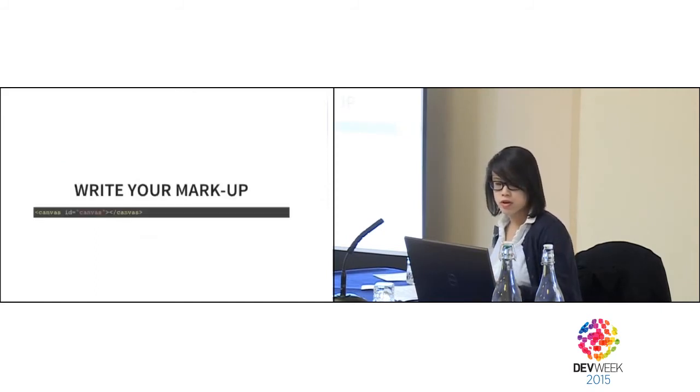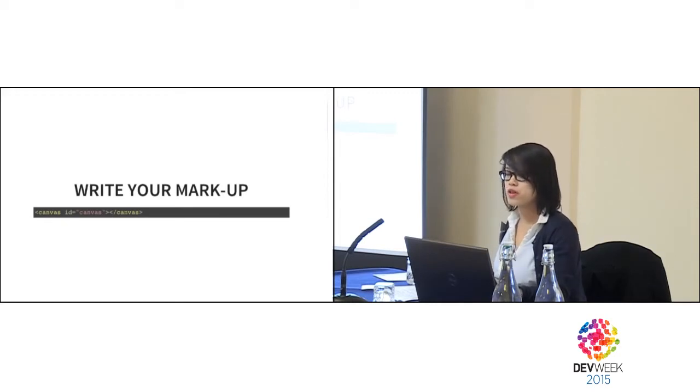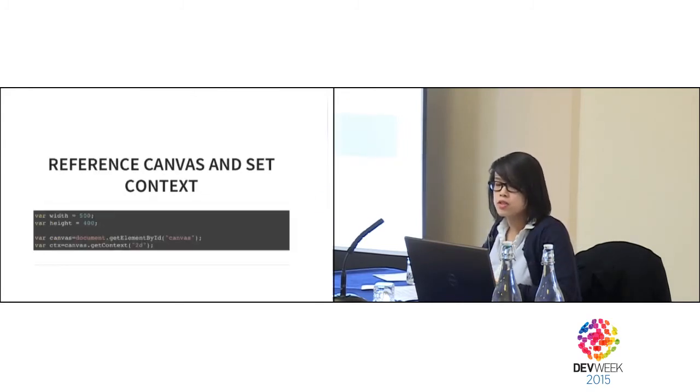So we want to write our markup. Pretty easy. Just use the canvas tag, give it an ID. It's probably not best practice to also call it canvas, but for demonstration purposes, I also called it canvas. And so you want to reference your canvas in your code. Here we're setting a width and height that we'll refer to later. We want to reference our canvas, and that is what we're doing in document.getElementById. And then in the last line, we're setting the context.